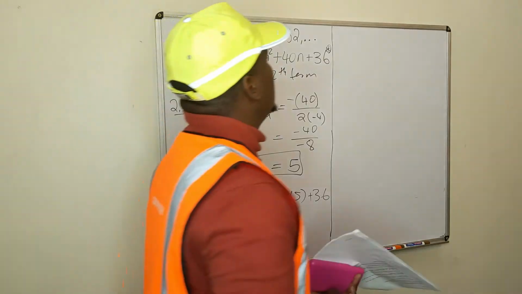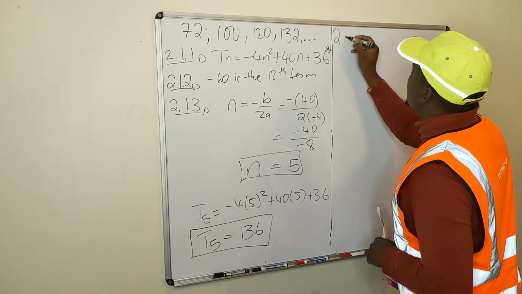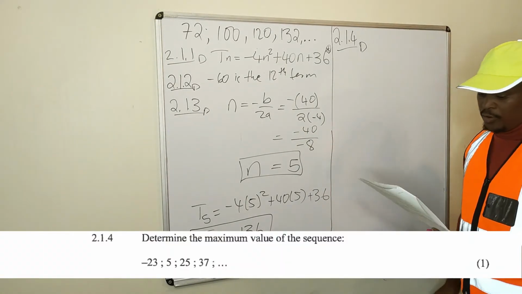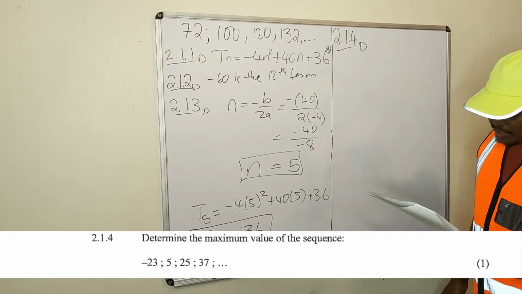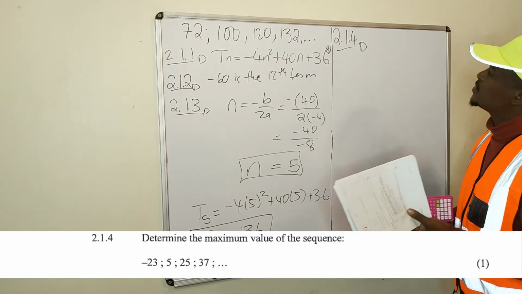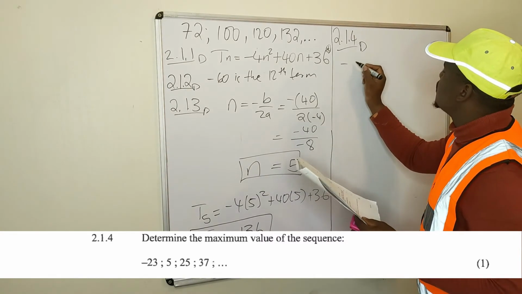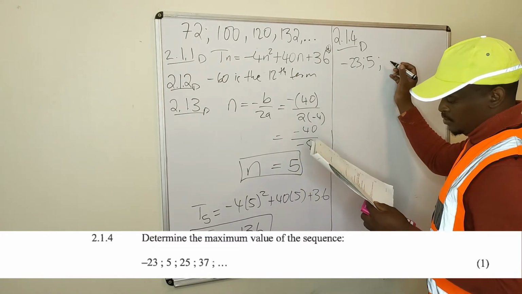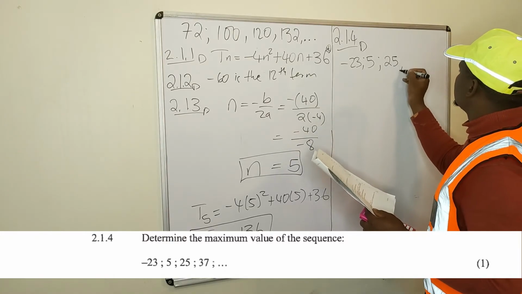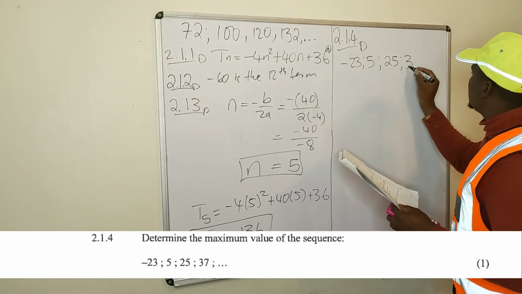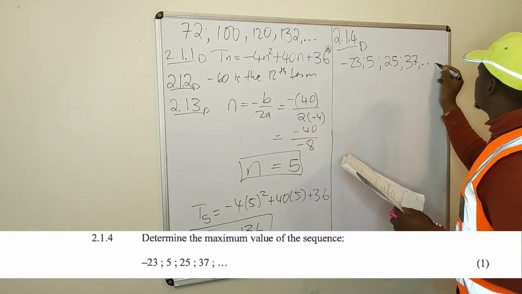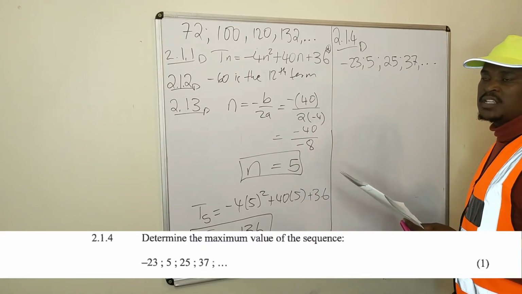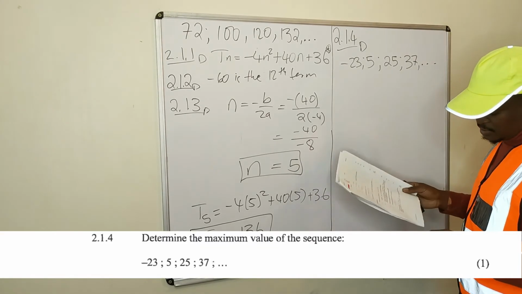2.1.4. What does it say? 2.1.4 reads as follows. Determine the maximum value of the sequence. So we're given a sequence here: minus 23, 5, 25, 37, and then it continues. They want you to find the maximum value of this sequence.